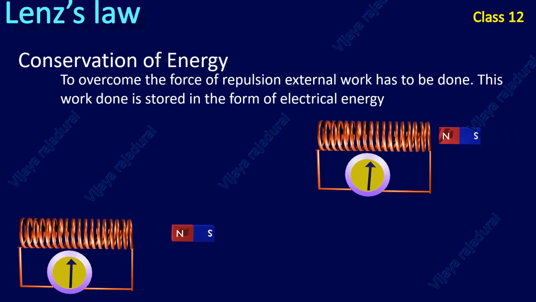When the north pole of the bar magnet is taken away from the coil, the magnetic flux through the coil decreases. The current is induced in the coil in such a direction that it opposes the decreasing flux. To overcome the force of attraction, external work has to be done. This work done is stored in the form of electrical energy.